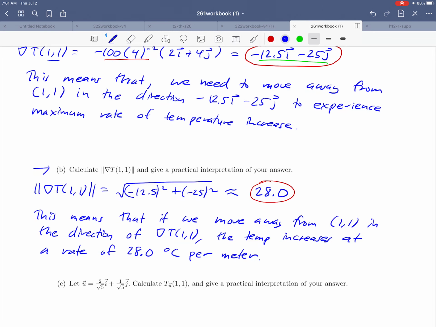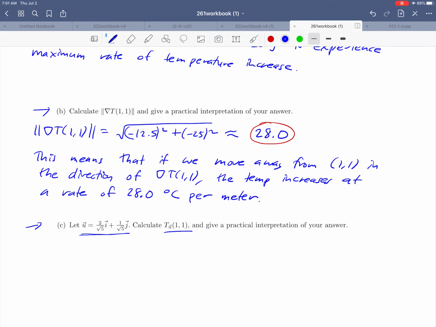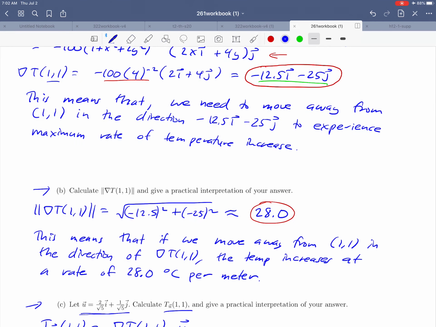Okay, good. So we've got a calculation, we've got an interpretation, and we're ready to move on to the last part of this. In this part, they're giving us a vector u. You might notice that that's a unit vector. You can check that by direct calculation. And they'd like us to calculate T sub u at (1, 1). Remember, that just means the directional derivative of our temperature at the point (1, 1). The formula for the directional derivative is just to take the gradient and dot it with u, the unit vector. And we've already calculated the gradient and even used it a couple of times.